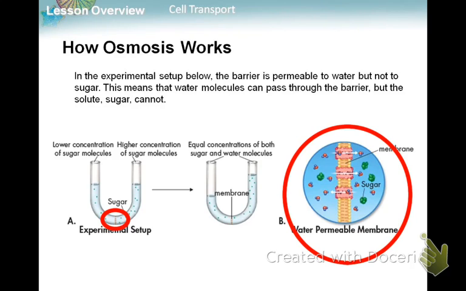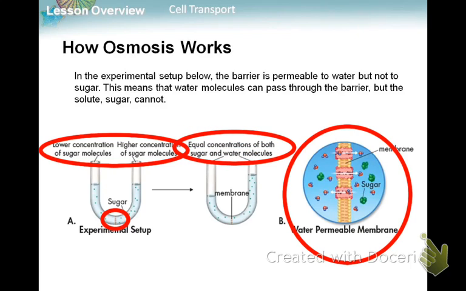We start out with a lower concentration on the left-hand side and a higher concentration on the right-hand side. The sugar can't move through, but the water can. So what happens is the water moves to balance out the concentrations to where we end up with equal concentrations of sugar and water molecules. That means that the water has moved across this way, and that causes the water level to rise.